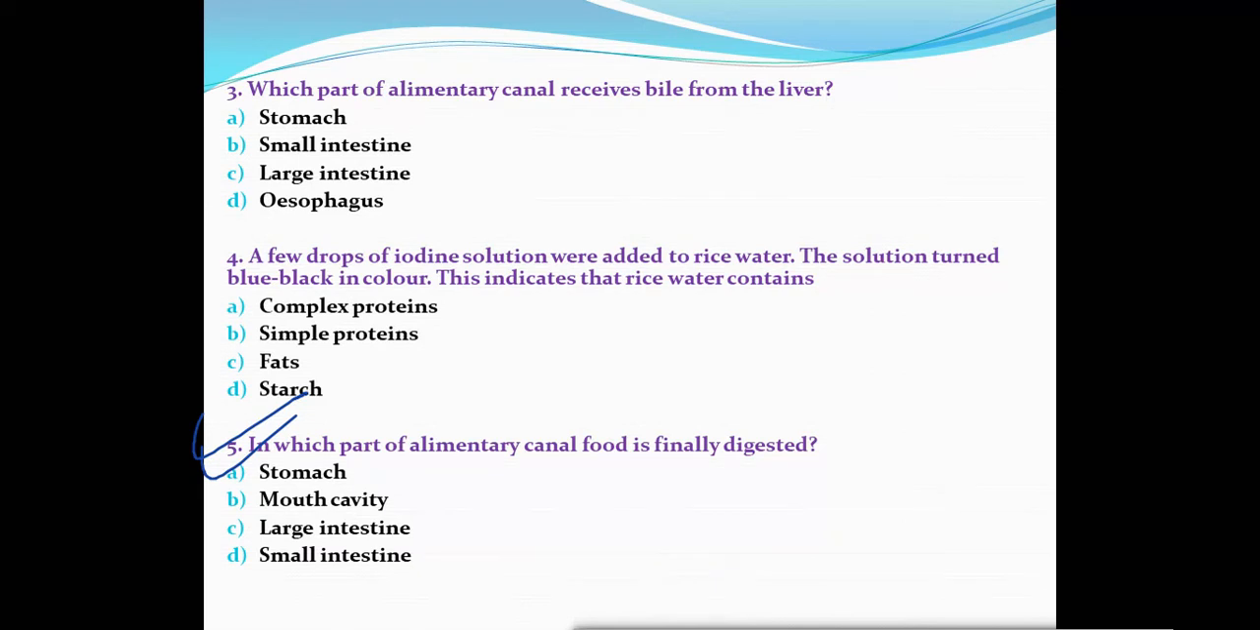So I think you have got the hint that in which part of the alimentary canal food is finally digested. So please give the answer in the comment box if you know the answer. Okay, now come to question number 6.